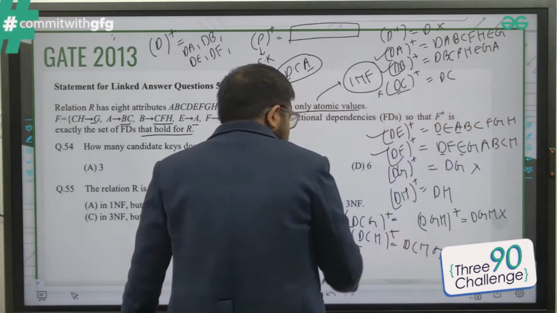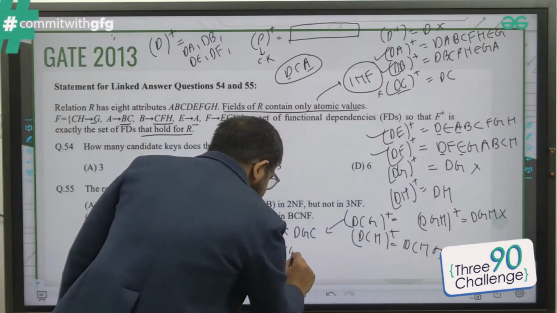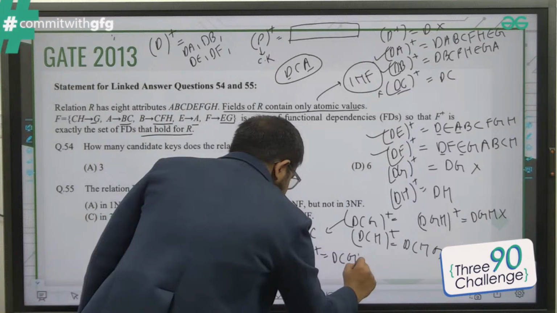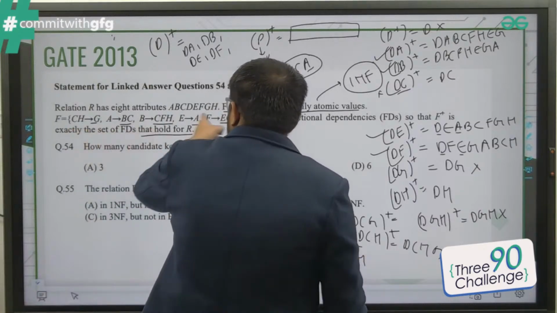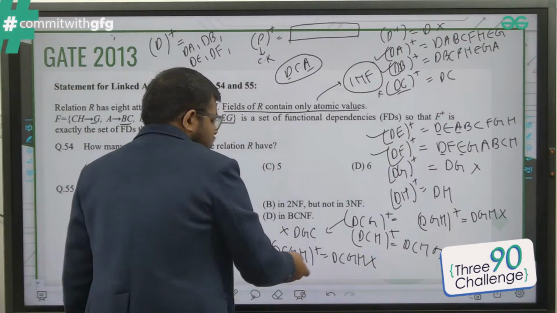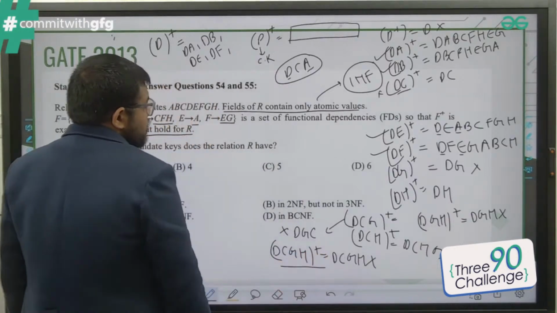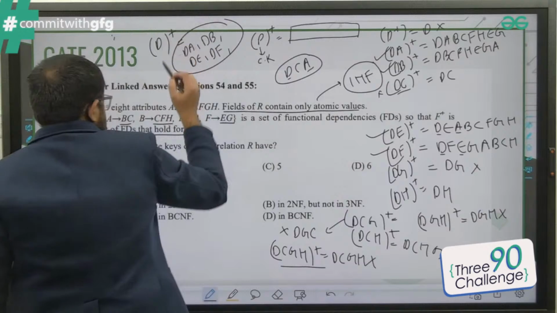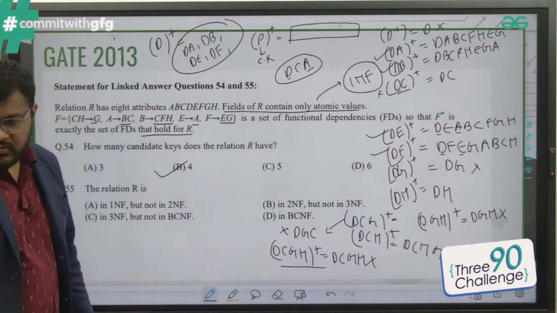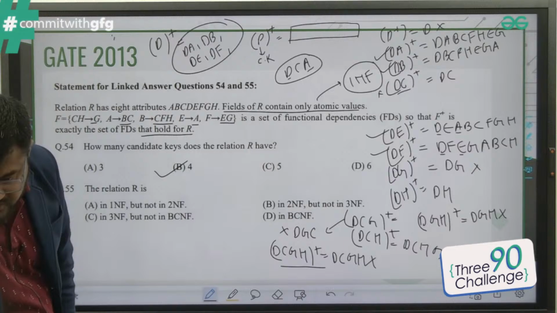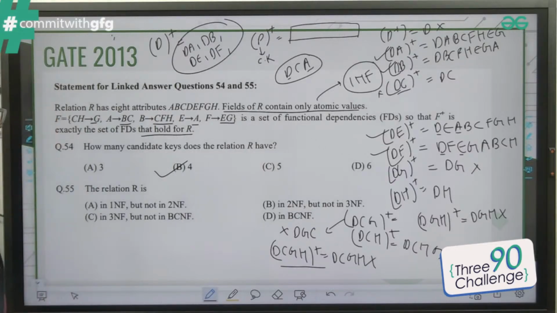Now I can take one more combination, that is DCGH plus. This will give me DCGH and anything further. CH can give G, nothing else. Now I cannot get anything further. Okay, I cannot get A or B or E or F. Okay, so I get 4 keys. So the number of candidate keys is 4. Yes, for 54, B is the correct answer.